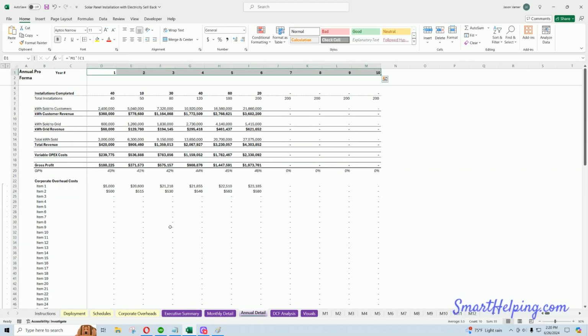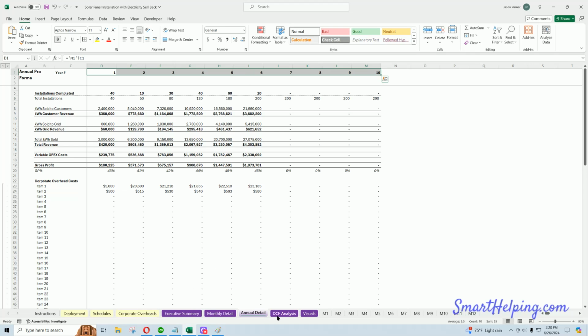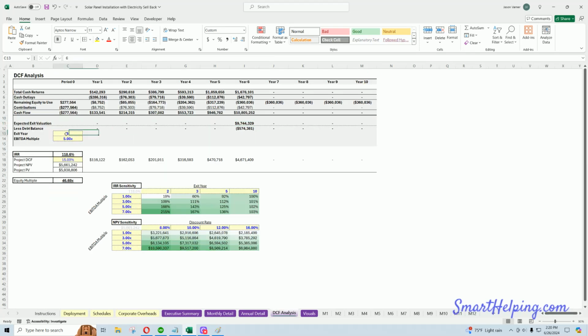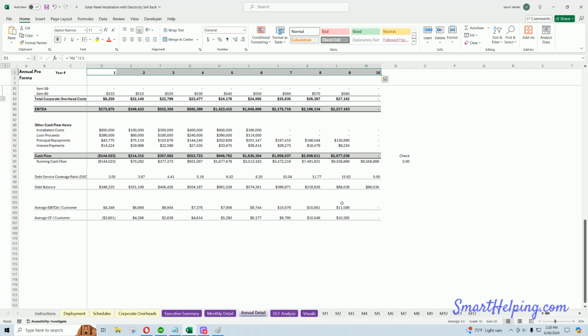The annual details are the same as the monthly, just on an annual basis. And you can see how all this is updated, like this is 6 years. If I change this back to, let's say, 9, we go back to the annual detail. Now we've got operations up to the 9th year.